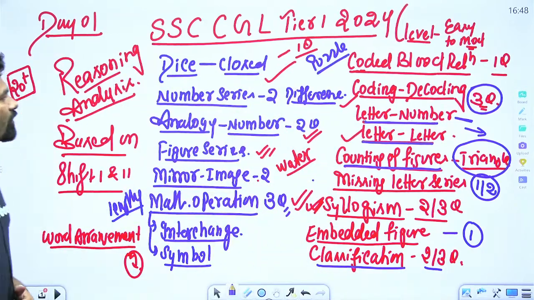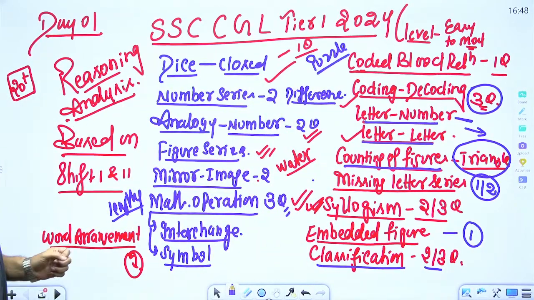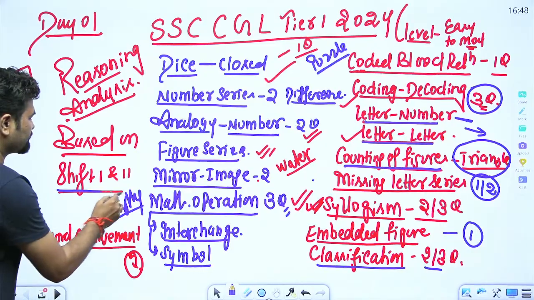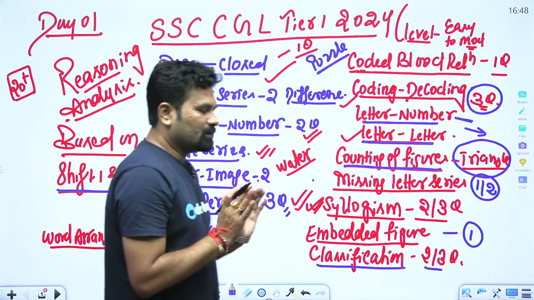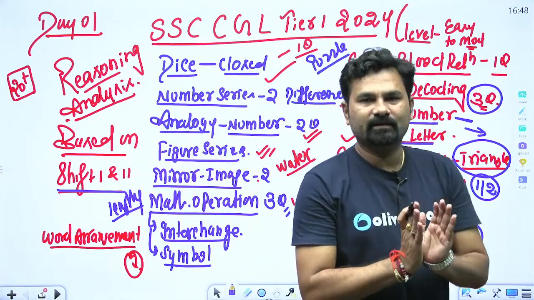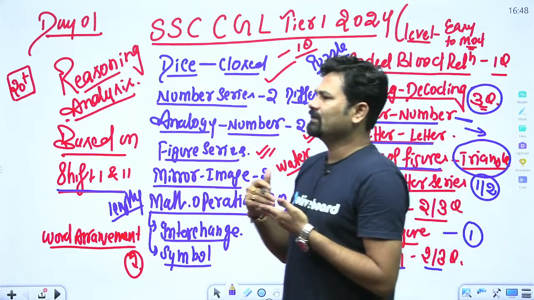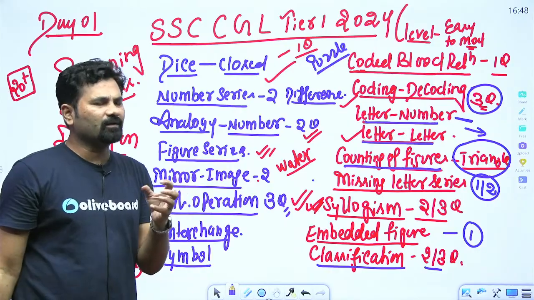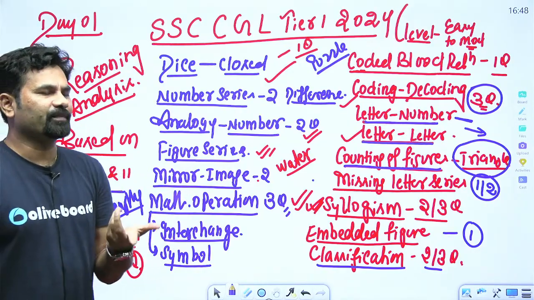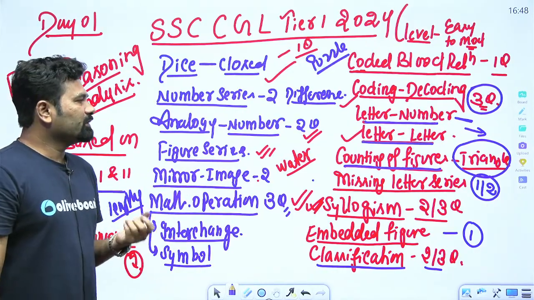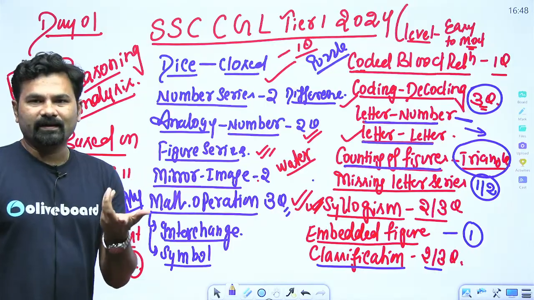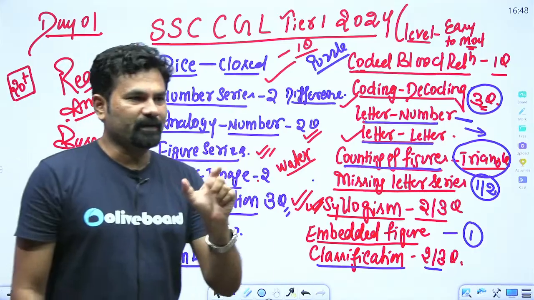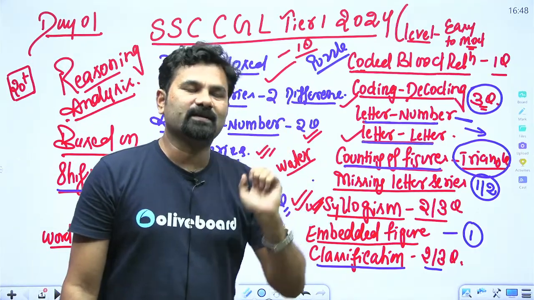So this is the overall analysis of reasoning based on shift 1 and shift 2, and the paper level was easy. You can attempt easily 120, 130, 140, 150. It depends on your practice and your preparation. If your attempts are less, then you need to prepare well for the next exams.